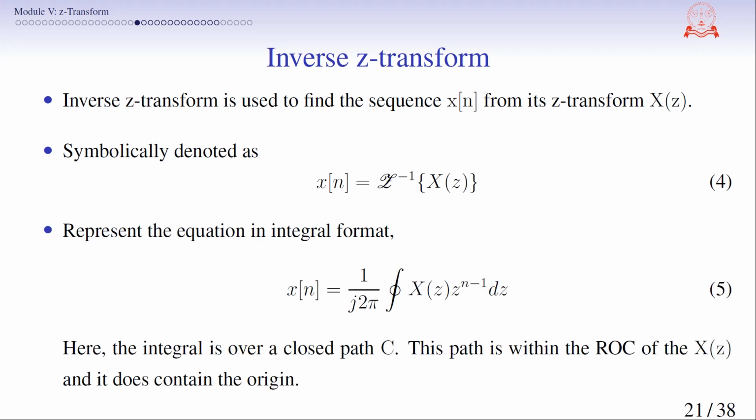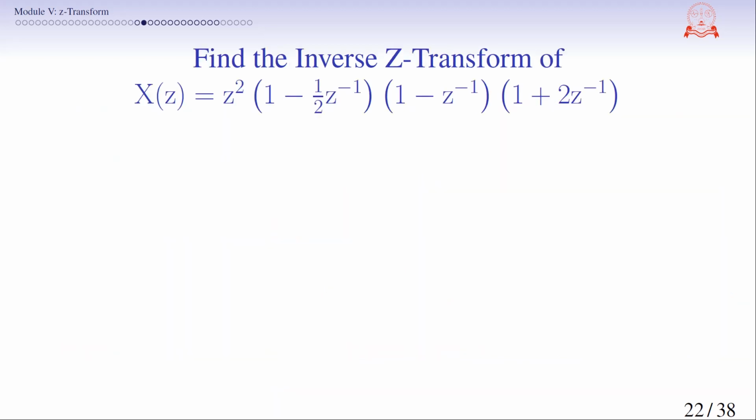So to find the inverse transform, we have to take the integral. So x of n will be 1 upon 2 pi j into integral x of z raised to n minus 1 dz. Here the integral is over a closed path, and this path is within the region of convergence of x of z and does not contain the origin.